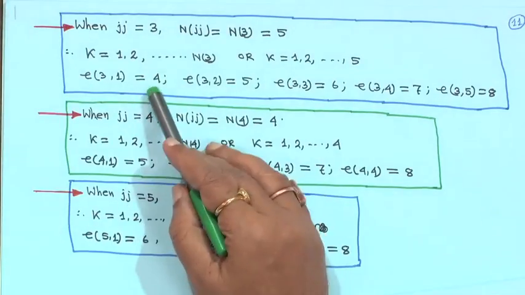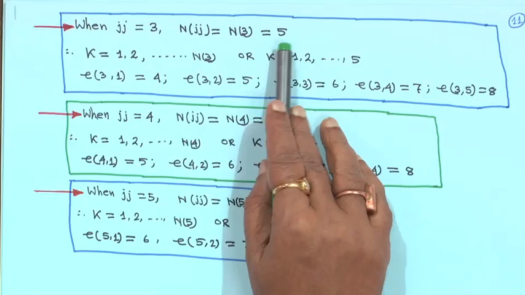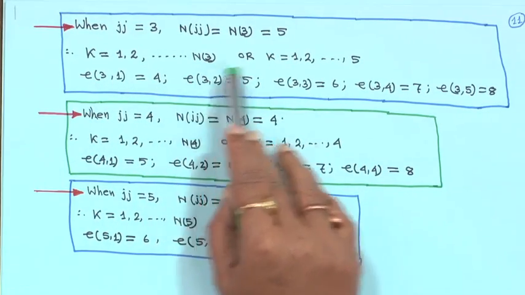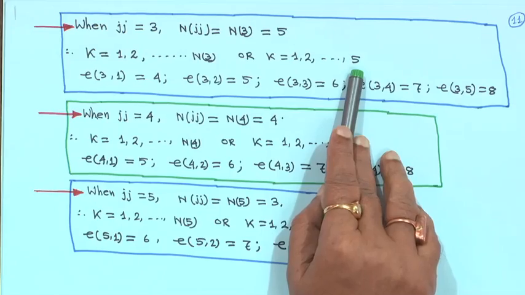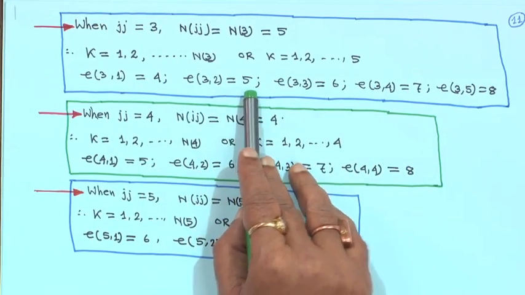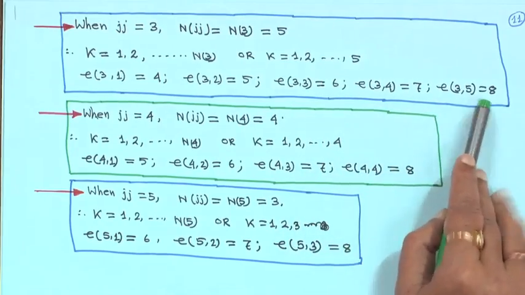Look here, when jj is equal to 3, n_jj, that is n3, is equal to 5, then your k is varying 1, 2, up to n3, that is, k is equal to 1, 2, up to 5. Therefore, E31 is equal to 4, E32 is equal to 5, E33 is equal to 6, E34 is equal to 7, E35 is equal to 8.